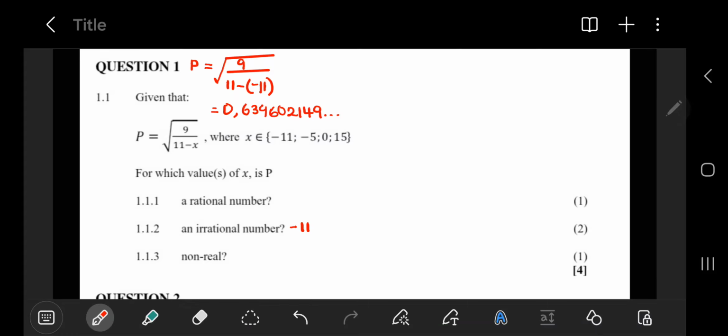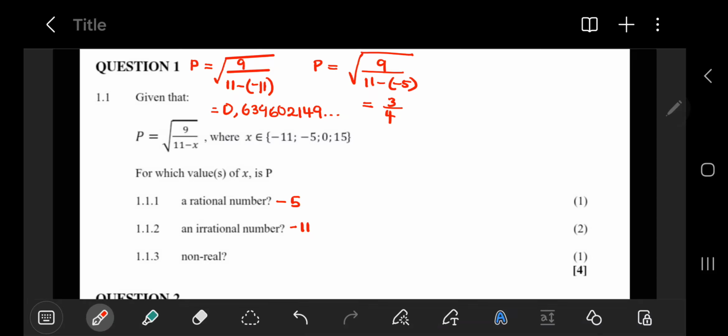We're going to try out negative 5. So here I have it. I've substituted negative 5 in place of x. Now let's put this on the calculator. And we get a fraction. We get 3 over 4 or 0.75. But the fact that it can be written as a fraction, it tells you that it's rational. So when we substitute negative 5, it gives us a rational answer. So rational is for 1.1.1. Let's fill in negative 5.